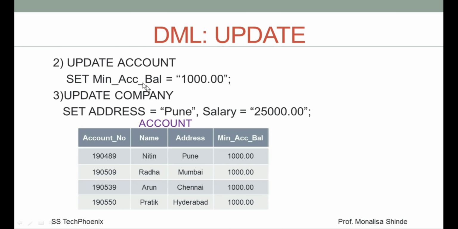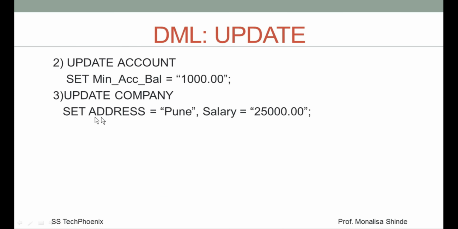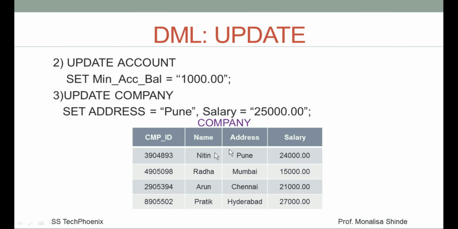Now, with the help of this query, we updated the value in one column. Just like that, we can update the values in multiple columns in a single query. Now look at the second example. Update company. Set address is equal to Pune and salary is equal to 25,000. Now again we have not specified any where condition, means the where condition is true for all the records in the company table. Now consider this is the table existing in the database: company ID, name, address and salary.